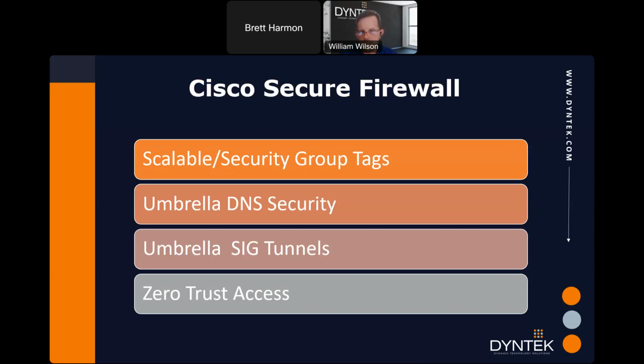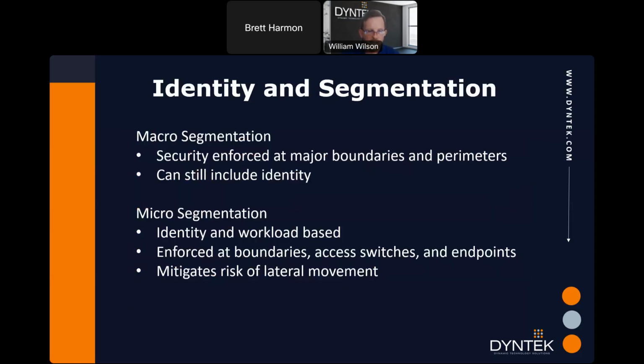Now let's start getting towards the meat of the discussion of Cisco Secure Firewall. I'm going to talk about a few different topics related to SGTs, DNS security, secure internet gateway, and zero trust access. As we build up to this concept, I want to discuss identity and segmentation. I mentioned in one of the earlier slides that zero trust network access is often associated with microsegmentation. With microsegmentation, we'll segment the network based on identity and compliance, such that you can have almost no lateral movement within the network if you've got a really tight policy.